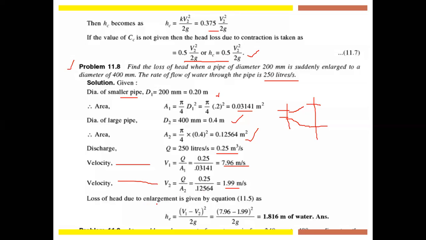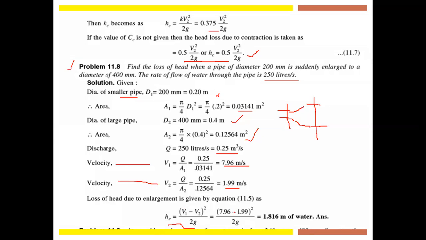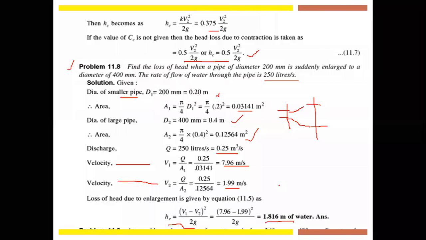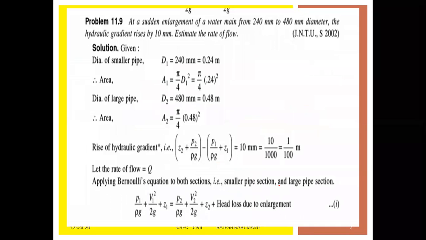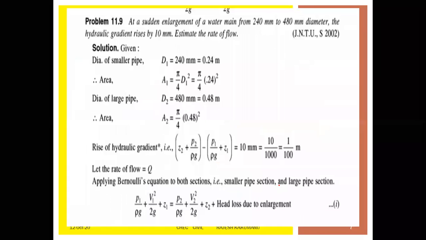The loss of head due to the enlargement is given by the equation: HL is equal to (V1 minus V2) whole square divided by 2G. That is equal to (7.96 minus 1.99) squared by 2G, that is equal to 1.816 meters of water. Got it? So like this, you have to do the problems whenever you get questions about minor losses in the pipe, either the contraction or the enlargement. Okay. Next, a sudden enlargement of a water main from 240 mm to 480 mm diameter, right?